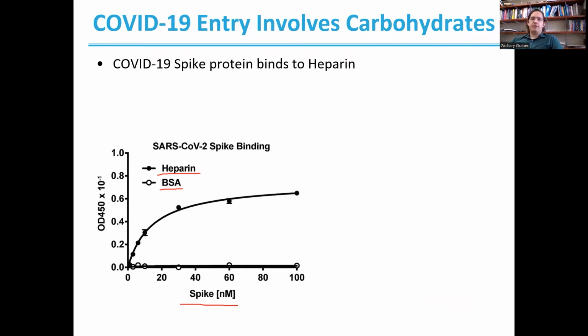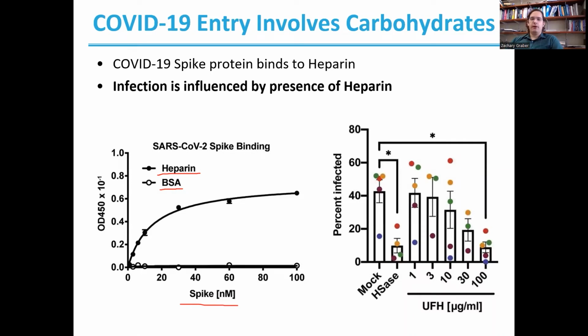This binding interaction between the COVID-19 spike protein and heparin is directly responsible for the infection of the cells. So in order to investigate this, the scientists performed a mock infection protocol, and they saw roughly 40% of their cells, marked here on the y-axis, were infected under their mock conditions. They then added different amounts of free heparin, marked here as UFH.